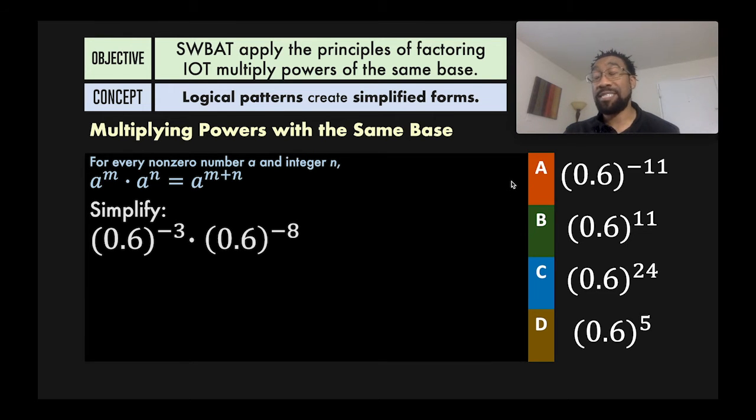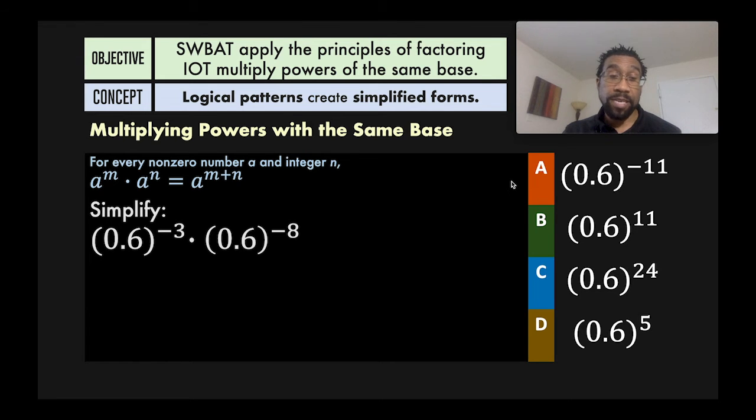Well, the rules actually don't change, as long as a is a non-zero number, then we're good to go. So let's do this: 0.6 to the negative third power times 0.6 to the negative eighth power. What do we need to do? One of these answers is going to give us 0.6 to the negative 11th, 0.6 to the 11th, 0.6 to the 24th, or 0.6 to the 5th. Which one is it going to be?